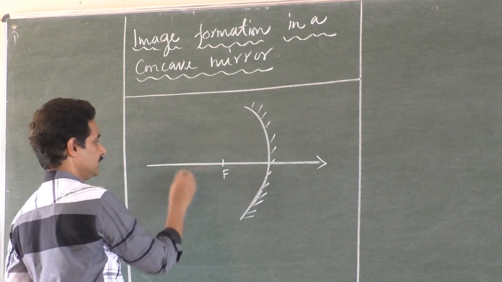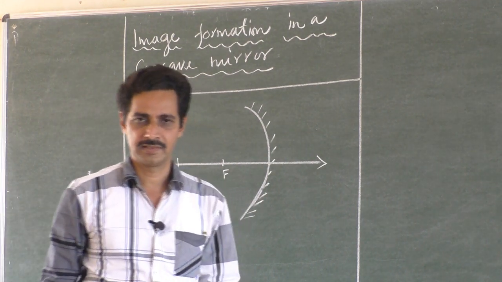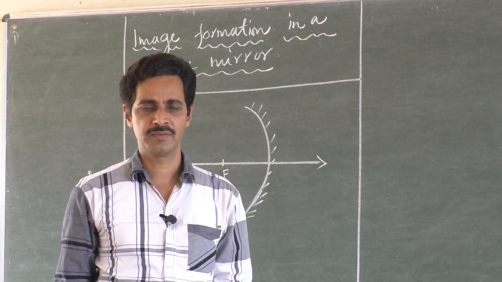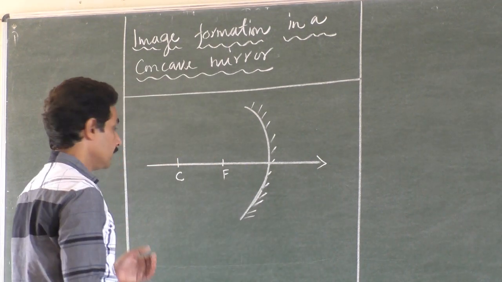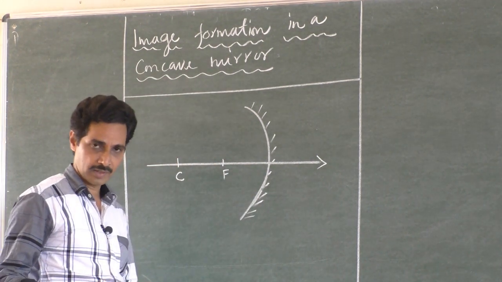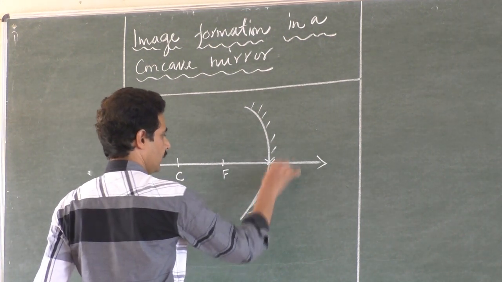If I complete this sphere, there is a center like this. So where we have to keep the object, sir? You can keep the object anywhere. We will start keeping it from different places. Now, hope you are writing along with me. So you have to draw this. You have to be ready with the mirror. Suppose this is the pole.